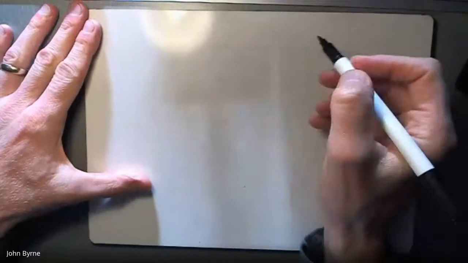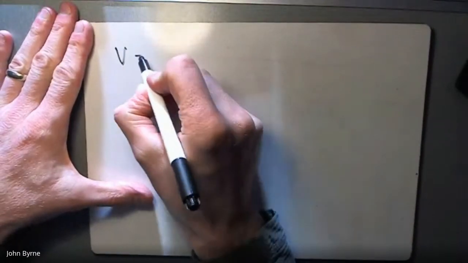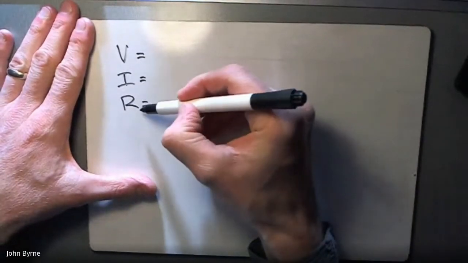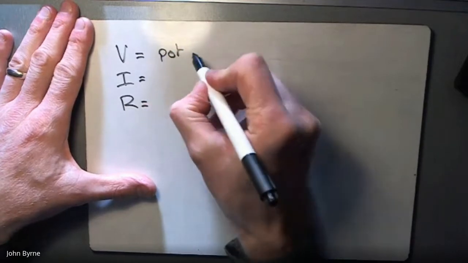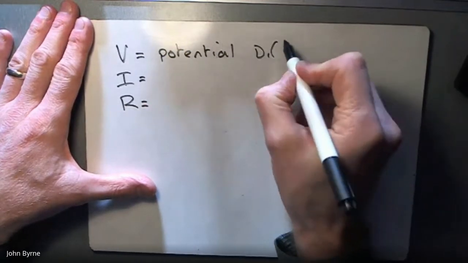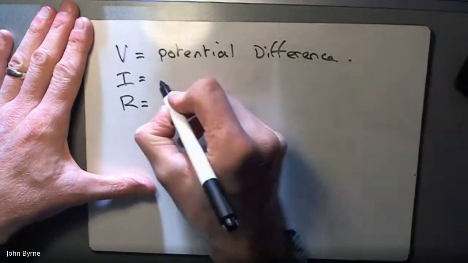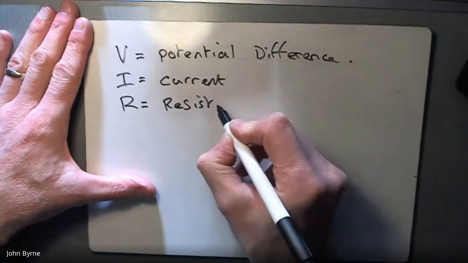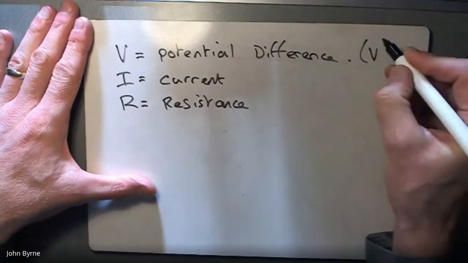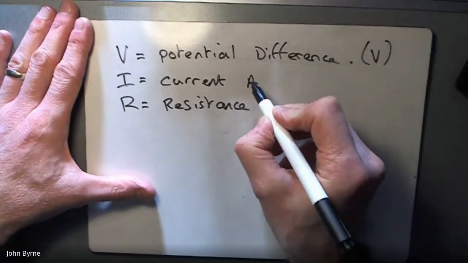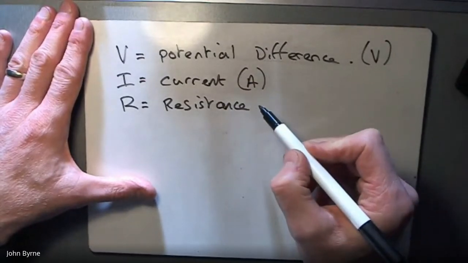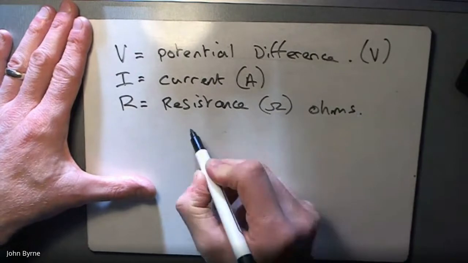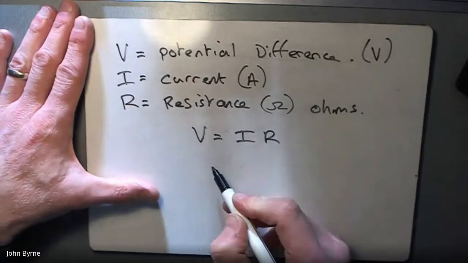The first formula we might look at is the relationship between voltage and current and how that affects resistance. We can measure the voltage and the current. We might call this potential difference. This will be current and this will be resistance. We measure potential difference in volts. It's a type of voltage. Current is measured in amps, although you can have milliamps, even microamps. And resistance is in ohms. The formula that relates these three things together is V equals IR.